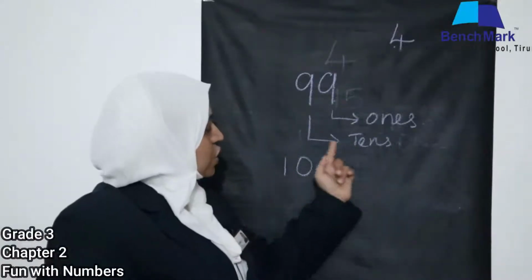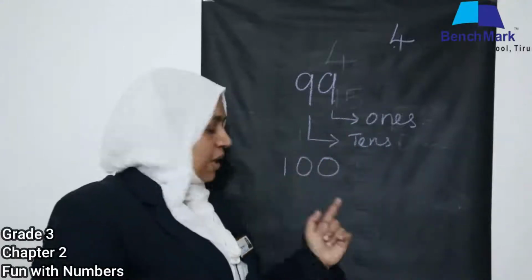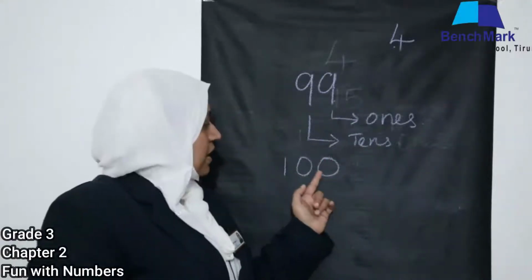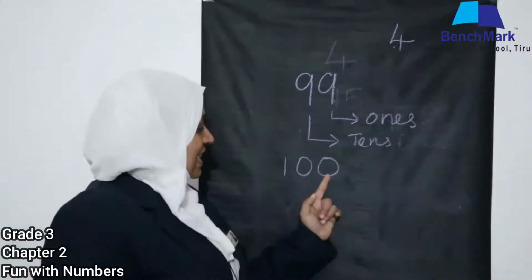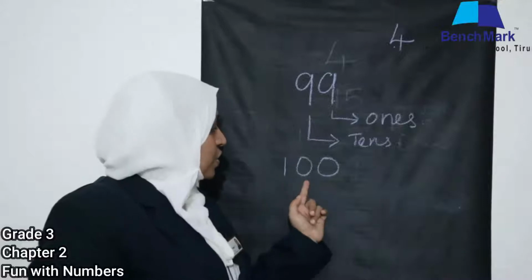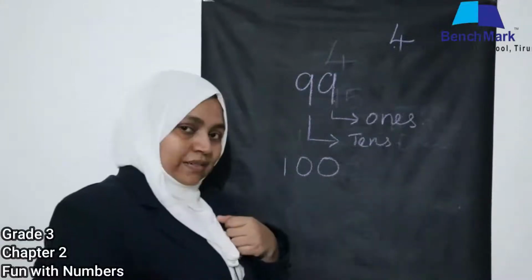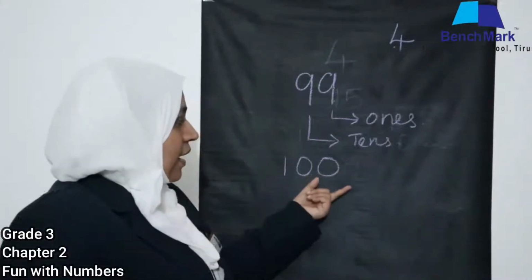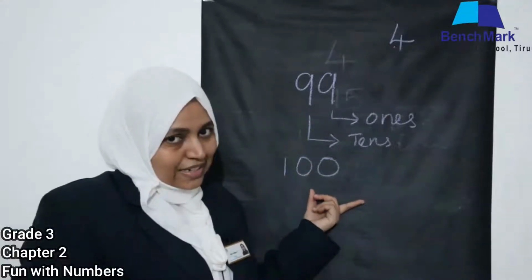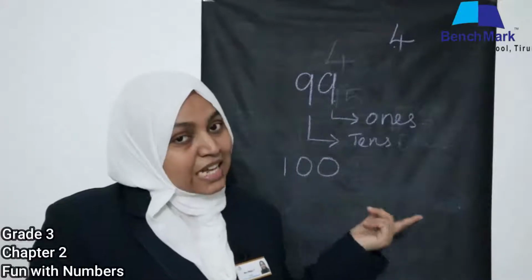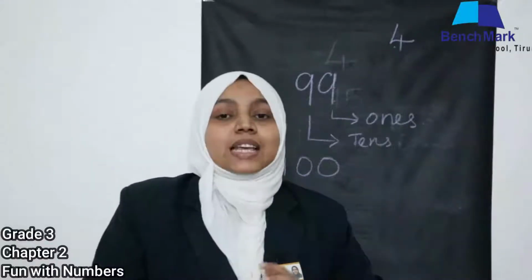Is it a 2-digit number or a 3-digit number? How many digits are there in 100? Is it 2 or 3? Yes, it is 1, 2, 3. 3 digits are there. It is a 3-digit number. This 100 has another name. It is century. You might have heard in cricket, Dhoni scored a century. What is meant by that? Dhoni scored 100 runs. A century means it is 100.